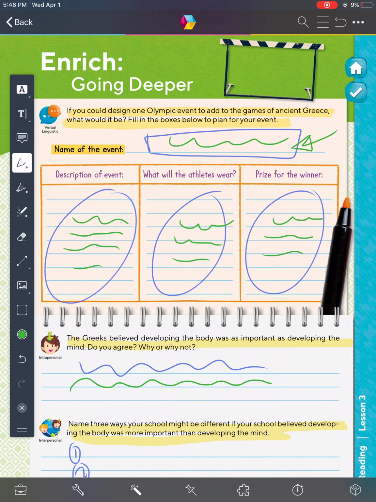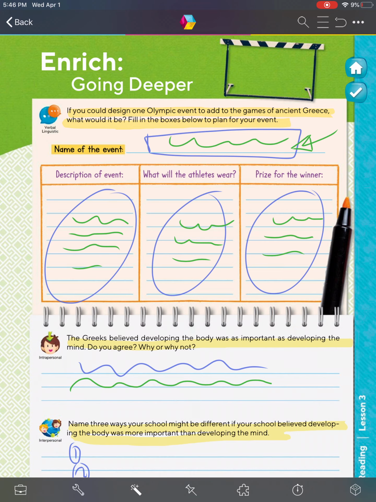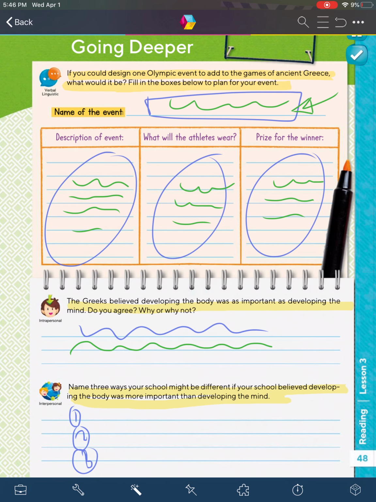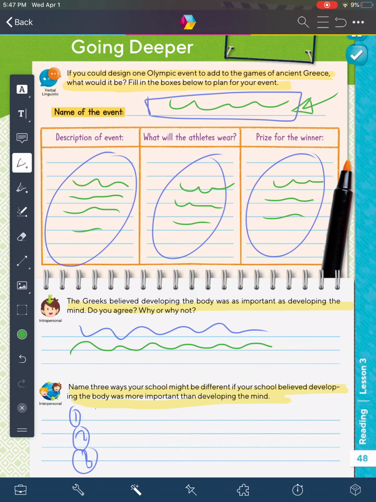Now try to answer with complete sentences. So you have to write, I think that developing the body is as important as developing the mind because, and you give your reasons, or you don't think the same. Now, let's go to the last part. It says, name 3 ways your school might be different if your school believed developing the body was more important than developing the mind. So you have to write 3 different ideas.